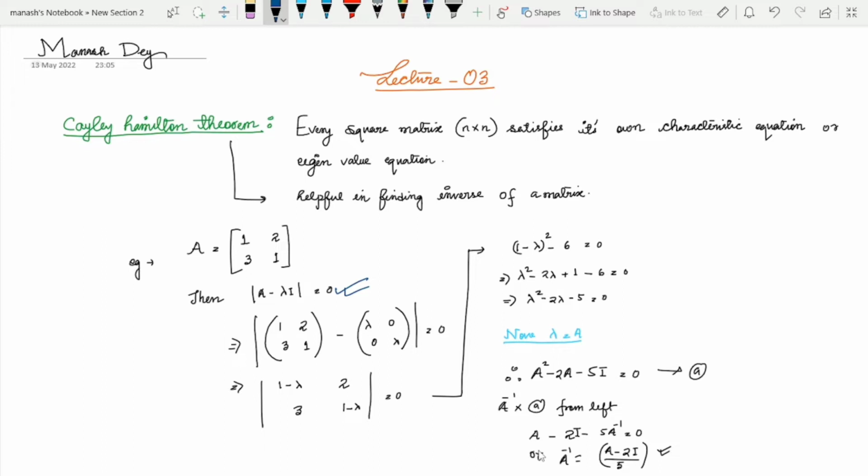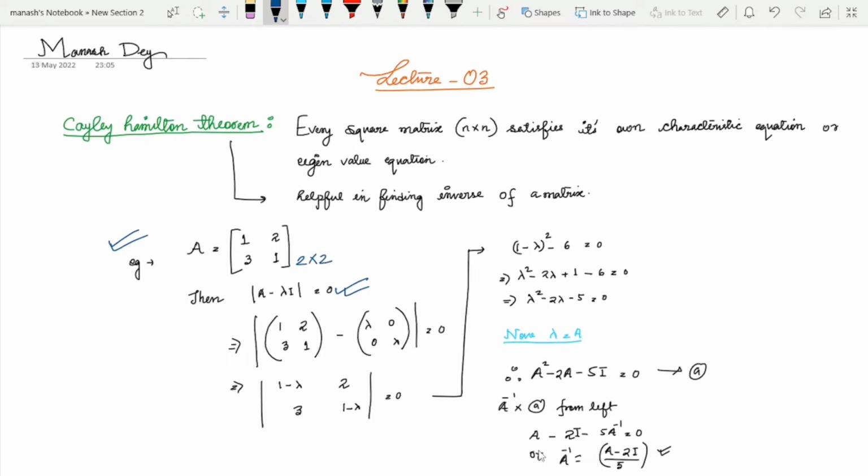So what is the use of this Cayley-Hamilton theorem? This theorem is helpful in finding the inverse of a matrix, right? So how is it helpful? I am going to show this with an example. Suppose A is a 2 cross 2 matrix and it has elements 1, 2, 3 and 1.